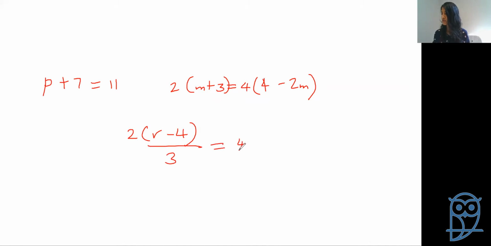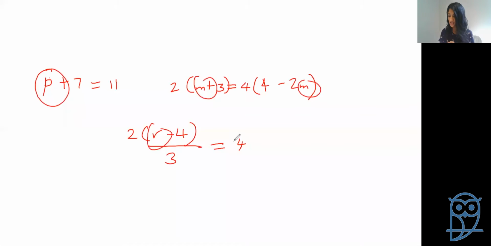Now, when we look at each one of these equations, we can almost instantaneously identify that in each of these equations there is an unknown. So it's p, it's the m, and it's the r. Each of these equations has only one unknown. In the first equation, it's the p, the second one's the m, and the third one's the r. We also call these unknowns a variable.